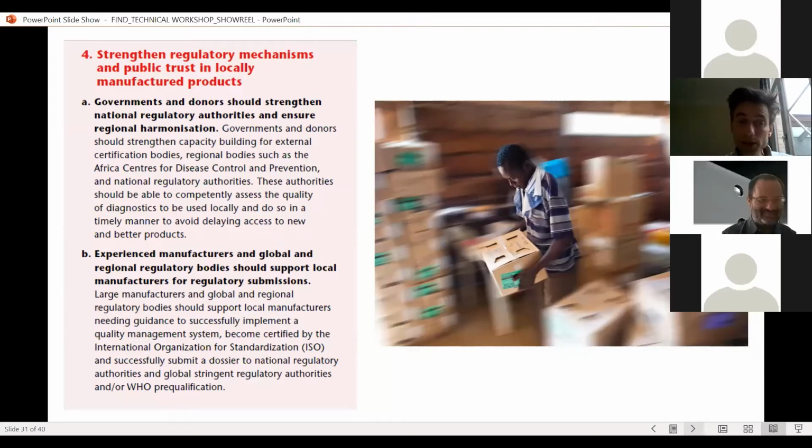And then a last recommendation is that experienced manufacturers, for instance, when there is a technology transfer from a manufacturer to a local manufacturer, that it doesn't stop at just transferring the technology, but that there is also transfer and support of knowledge on how to submit and prepare dossiers for regulatory approval in the region, but also globally, such as WHO PQ. So we think that can be part of technology transfer agreements to have a stronger national and regional regulatory authorization bodies.